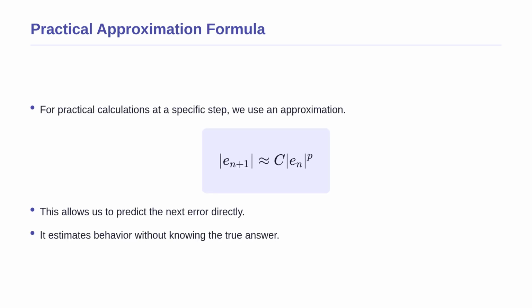Before we move on to a concrete example, we need a version of our formula that we can actually compute. The limit equation we just saw strictly holds true only as the number of steps approaches infinity. But in practice, we are looking at a specific step. So we drop the limit and treat the relationship as an approximation. This gives us a direct equation to estimate the next error based on the current error, the rate constant c, and the order p. This practical formula is incredibly useful because it allows us to predict how the error behaves without ever needing to know the true answer.